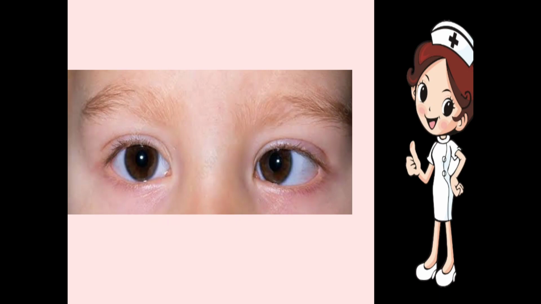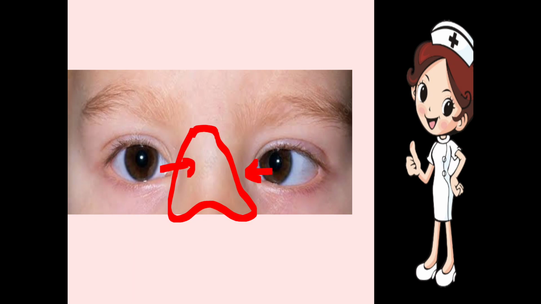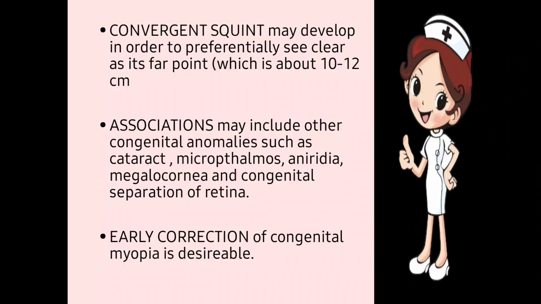Now this is the convergent squint. Normally the eyeballs are present at the center. Here you can see that the eyeballs are moving towards the nasal side. This is the nose and this is the nasal side. This is known as convergent squint. So to see clearly at a far point, about 10 to 12 centimeters, the convergent squint may develop.